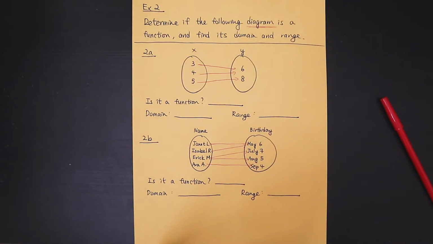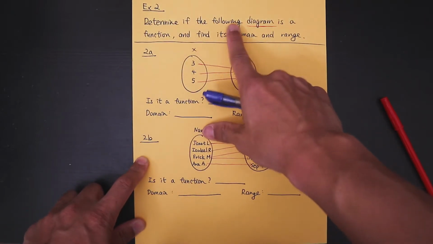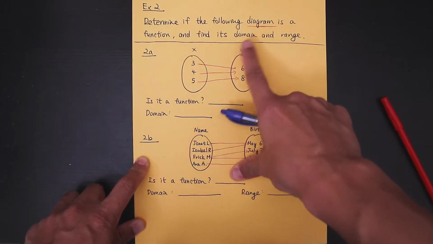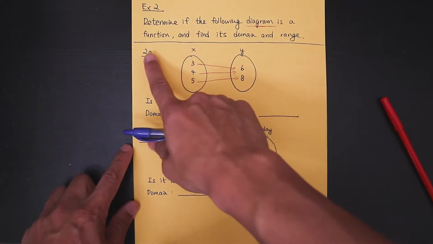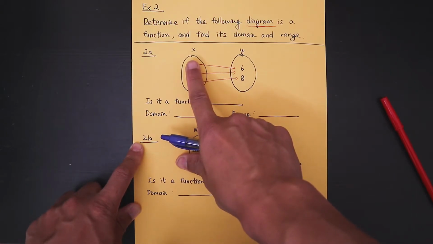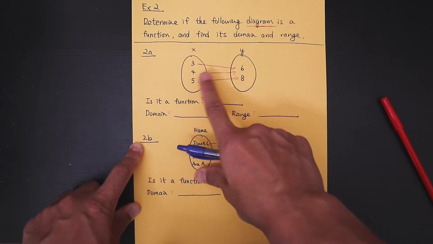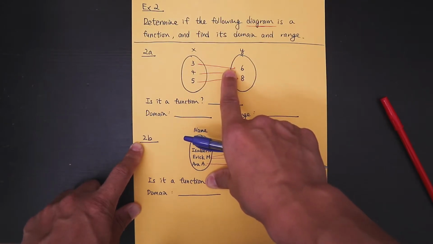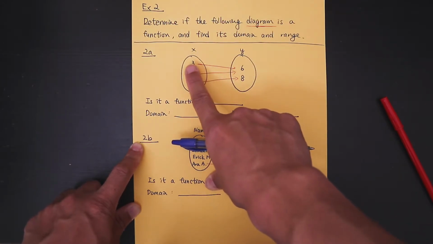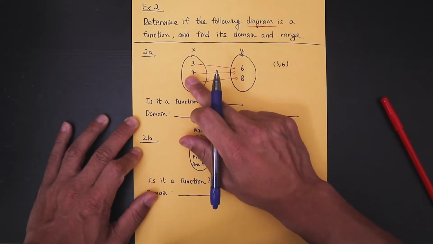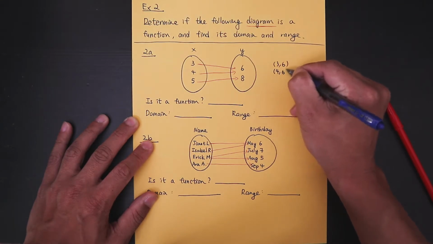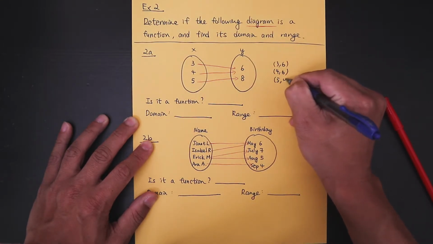We're going to work more on determining whether something is a function or not a function and find its domain and range. In example 2, we're going to take a look at this type of diagram, and then find the domain and range and determine if it is a function. In example 2a, I see the ordered pairs 3, 6, 4, 6, and 5, 8. Every time you see an arrow, it means that it is an ordered pair. So when 3 is pointing to 6, it means the ordered pair 3, 6. When the 4 is pointing to 6, it's going to be 4, 6. And then when the 5 is pointing to 8, it's 5, 8.